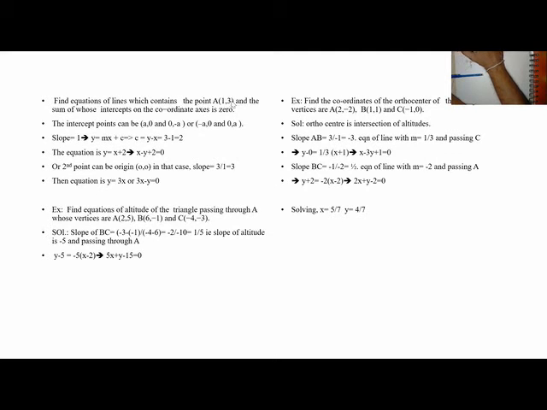If I substitute (1, 3) here, I'll get c as 2. So my equation has become y = x + 2, and on one side x minus y plus 2 is equal to 0. Now the second point can be (0, 0).